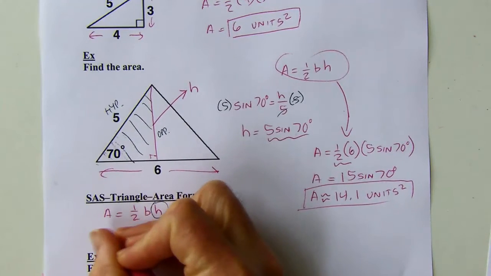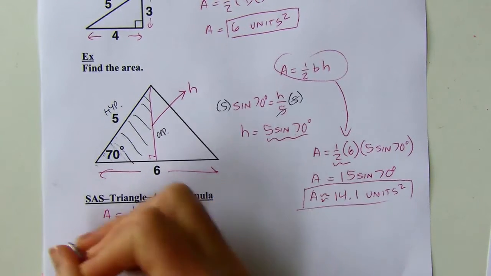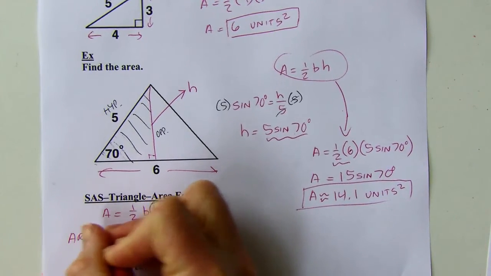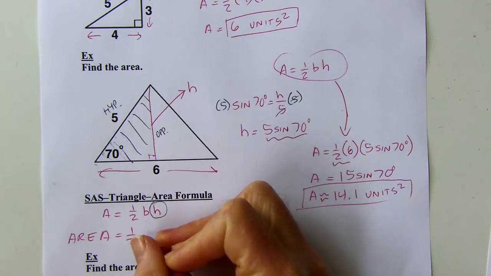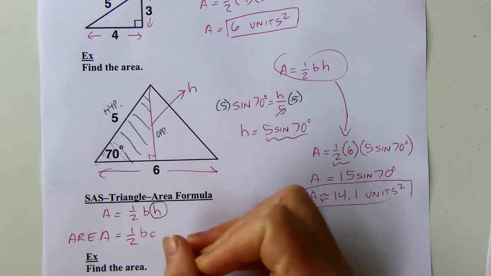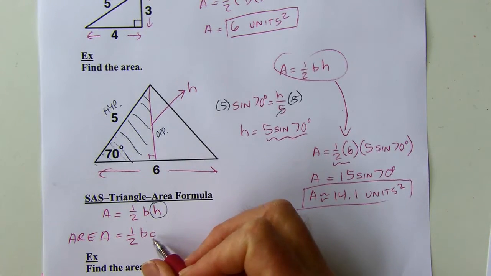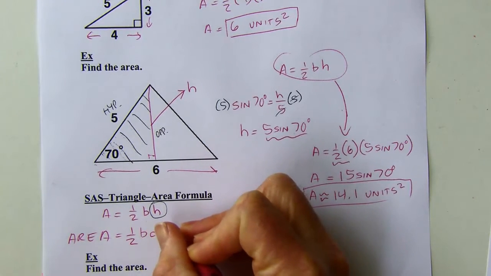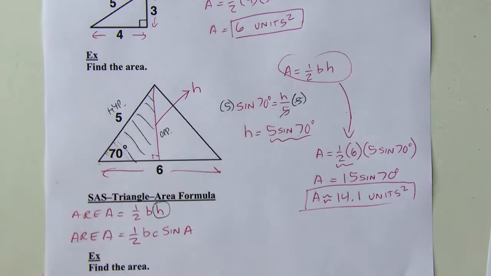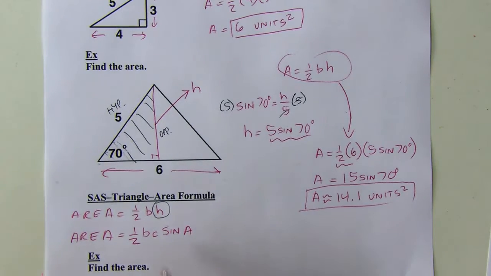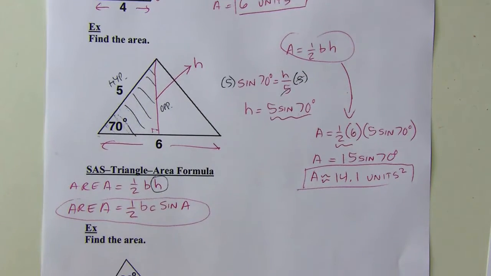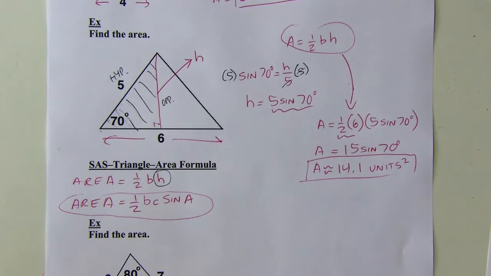So the area, I should really say "area" instead of A, because this could be side A. The area equals 1/2 of the base, and then I have a lowercase c here, which is going to represent one of the sides, and the sine of A. So here, let me put in the word area so that doesn't get confused with A. Okay? And this is my new formula for the SAS situation.